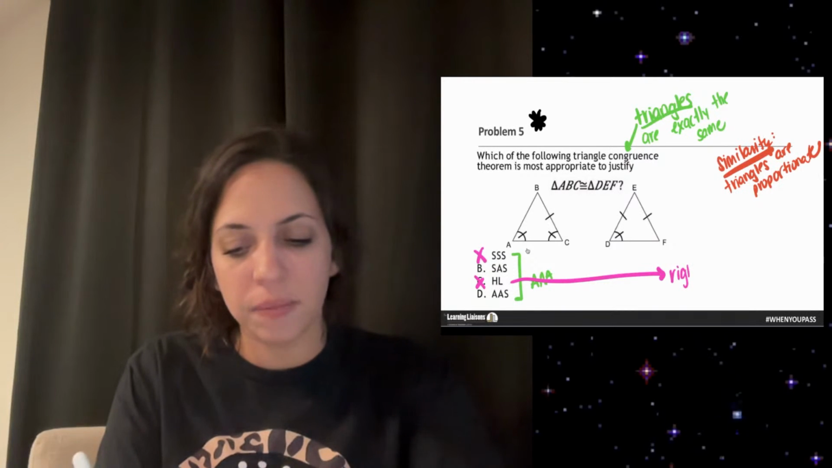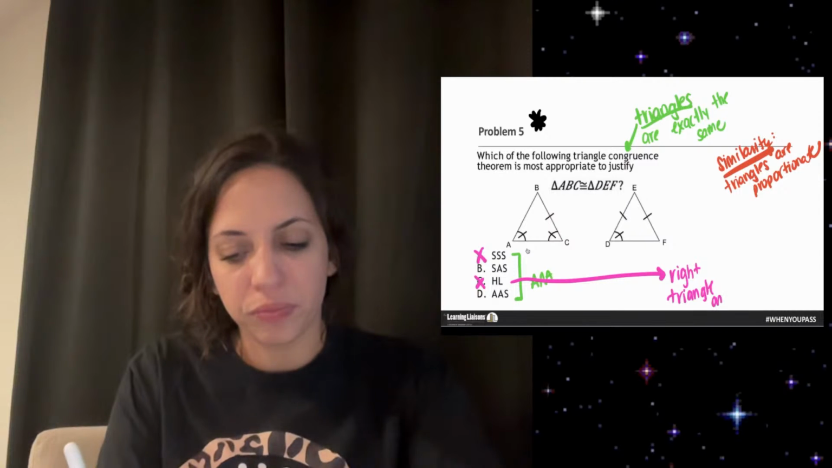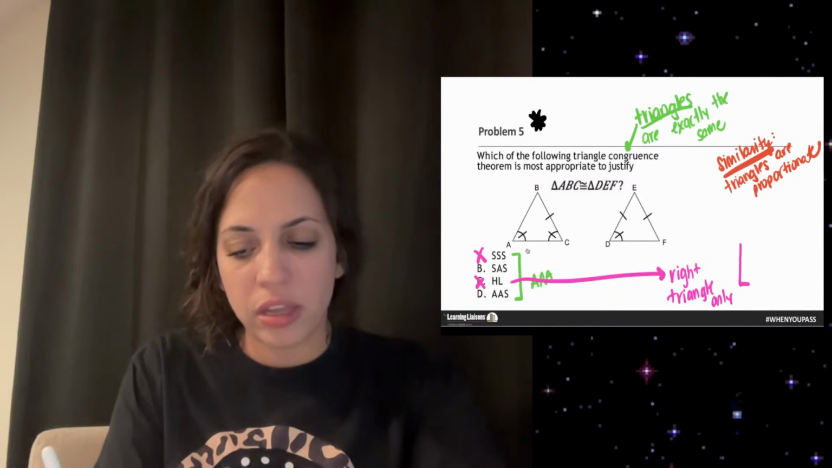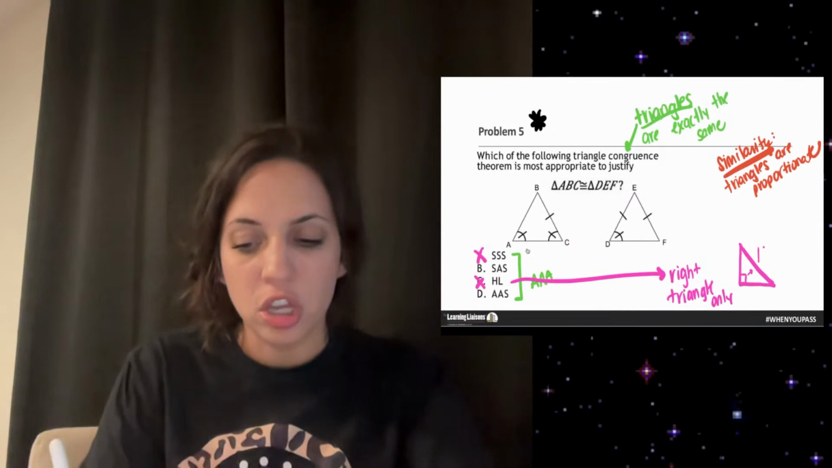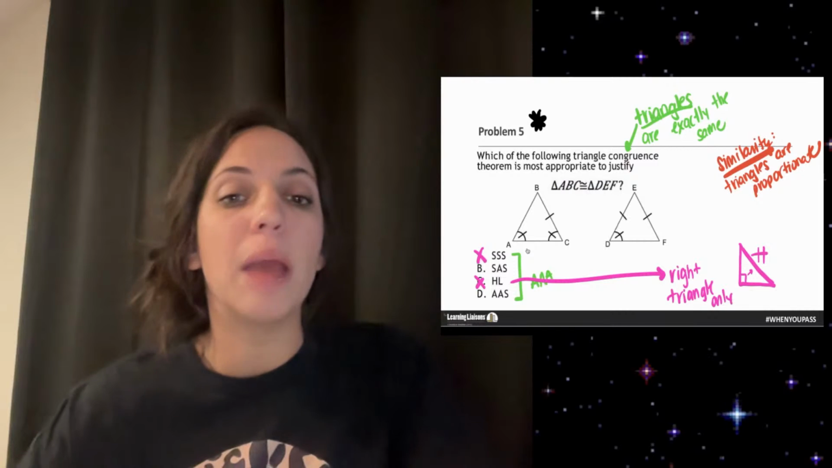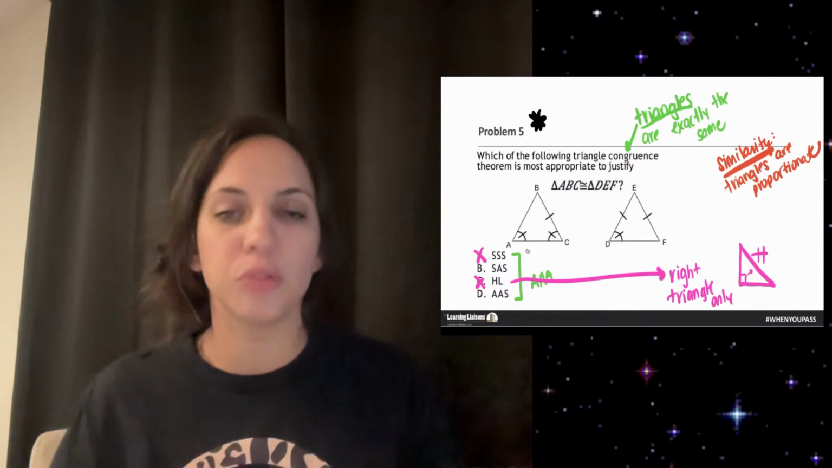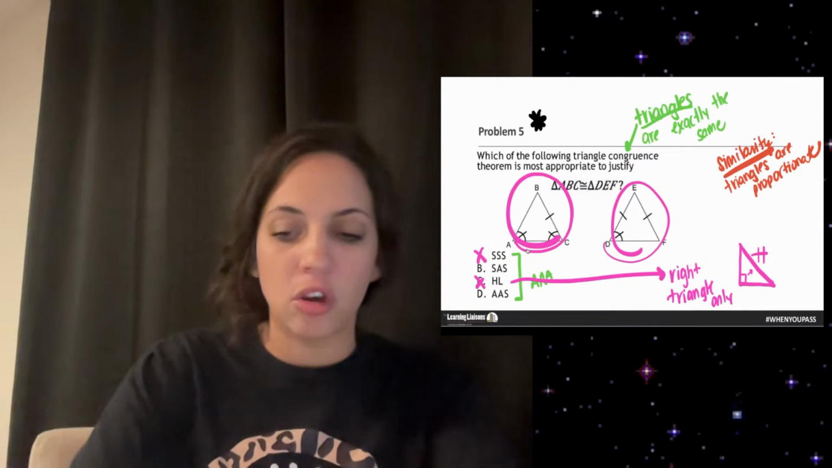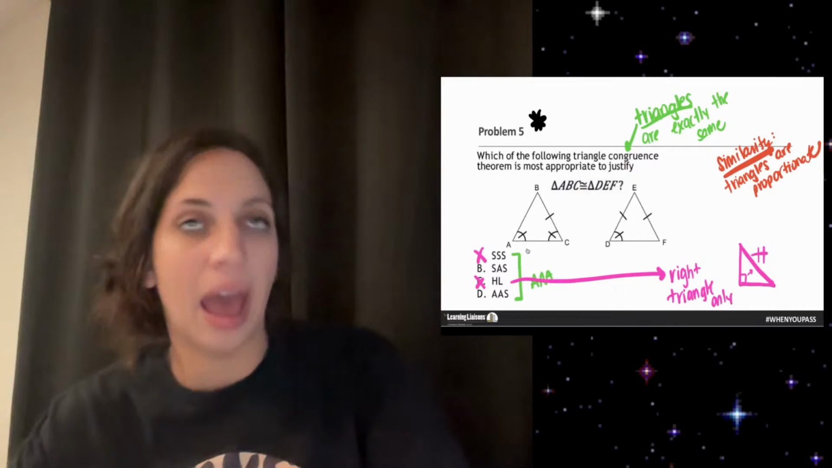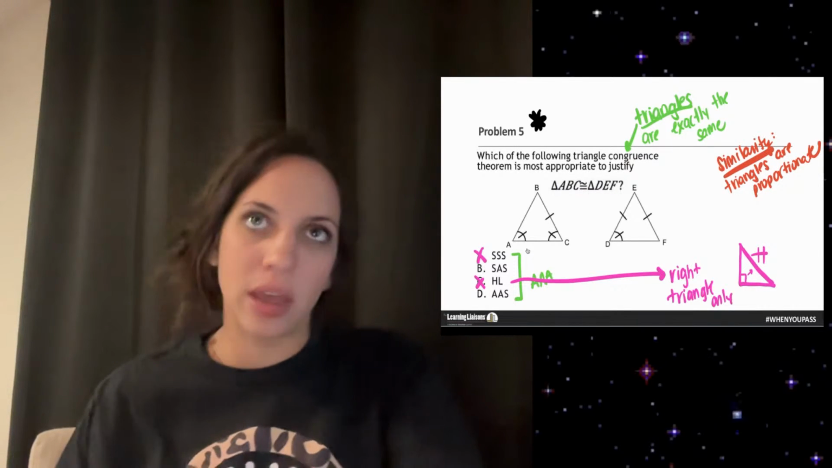Side, angle, side. Hypotenuse leg can also be completely thrown out before we even get started, because hypotenuse leg is for a right triangle only. Because in a right triangle, your hypotenuse is going to be across from your 90-degree angle. So this is my hypotenuse. It can be used with a leg to prove congruency. But neither of these have a right angle, so they are not going to have hypotenuse leg as an option. So I'm down to side, angle, side, or angle, side.